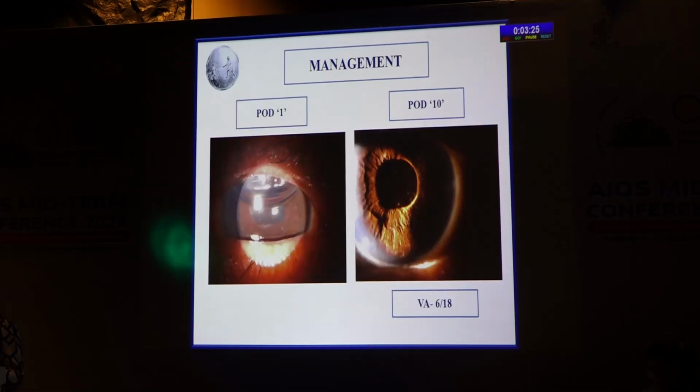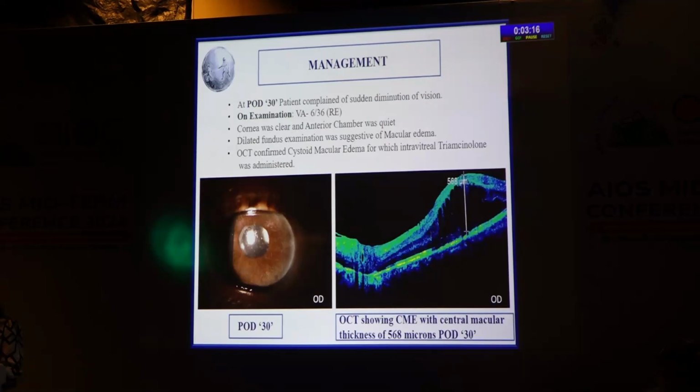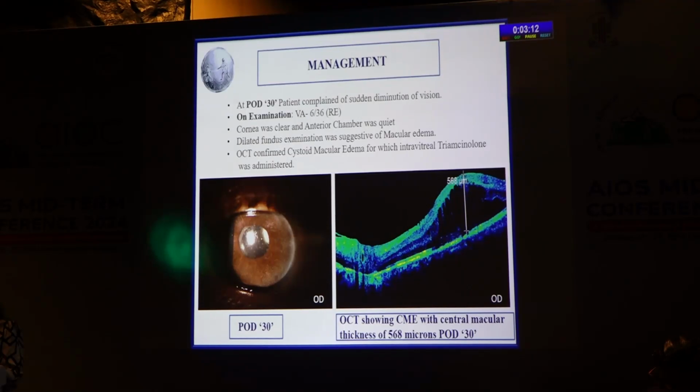This is how the patient's eye looked at POD1 with minimal edema in the cornea, well formed and quiet AC. At POD10, the visual acuity was 6 by 18. At POD13, patient suddenly complained of diminution of vision. Visual acuity was 6 by 36. Cornea was clear and AC was quiet.